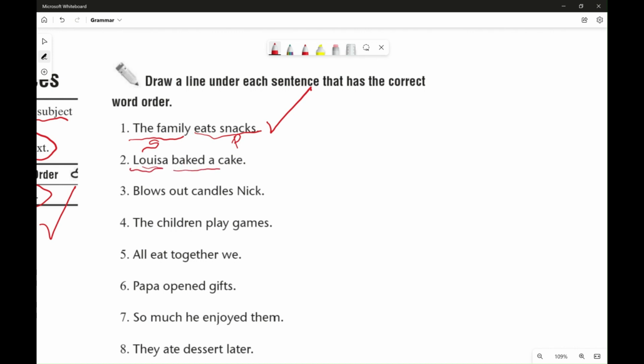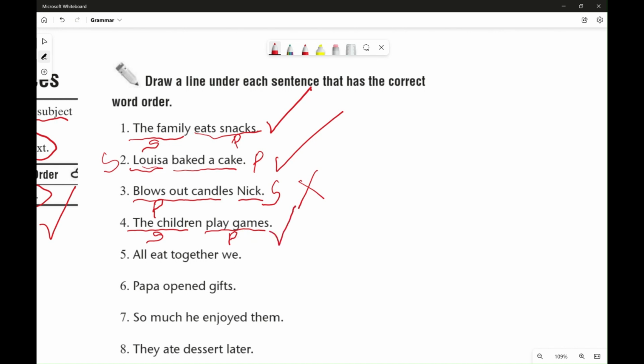Lusa baked a cake. Lusa, the subject. Baked a cake, the predicate. Correct. Blows out candles Nick. Blows out candles is a predicate, and Nick is the subject. It's wrong. The children play games. Children, the subject. Play games, the predicate.